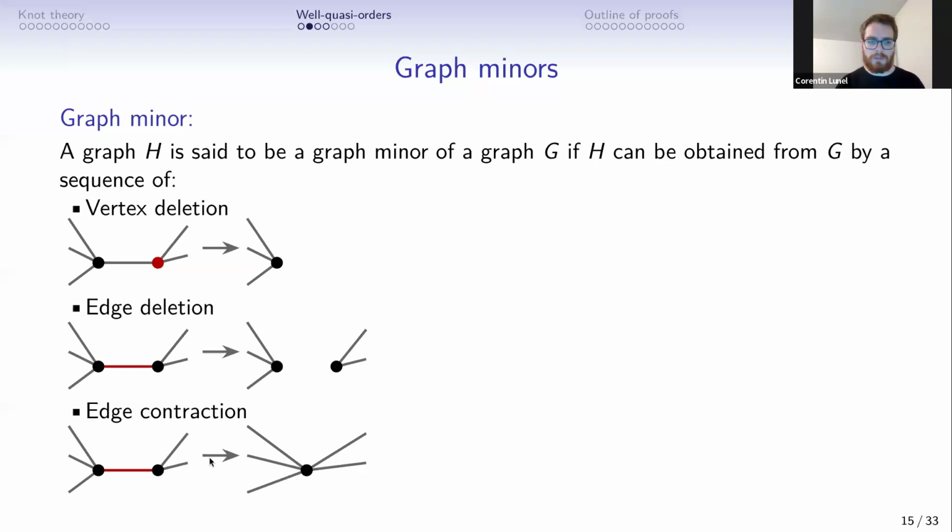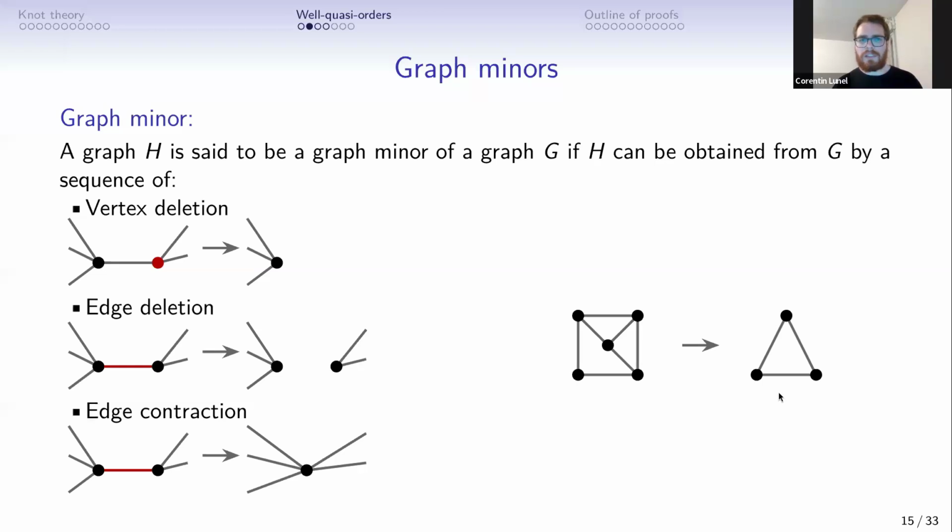And an edge contraction consists in merging the endpoints in that way. Let me show you an example. Here, this triangle is a graph minor of this graph. We can show it by, for example, deleting this vertex and contracting this edge, which would yield this triangle. Or you could delete both these vertices and also obtain this graph.